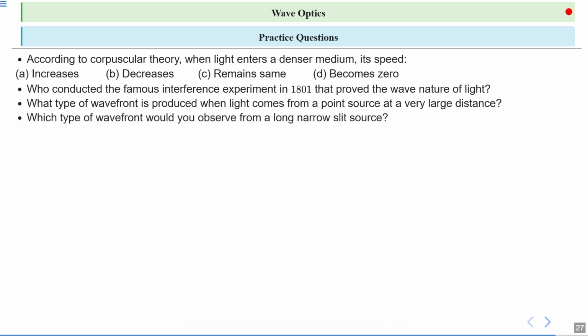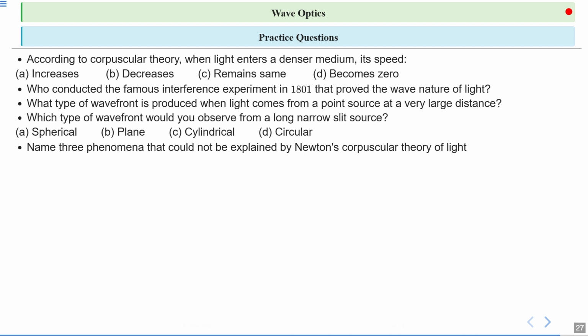Moving on, the wavefront produced by a narrow slit source. This is a classical setup in wave optics that helps illustrate how light can spread out and form different patterns. What type of wavefront would you observe from a long narrow slit source? Options are spherical, plane, cylindrical, or circular.